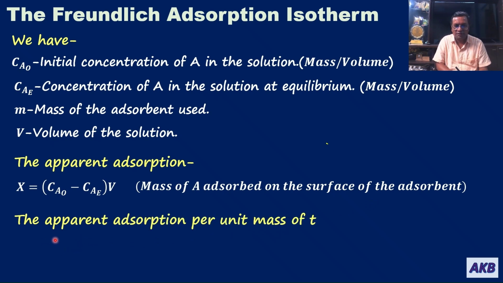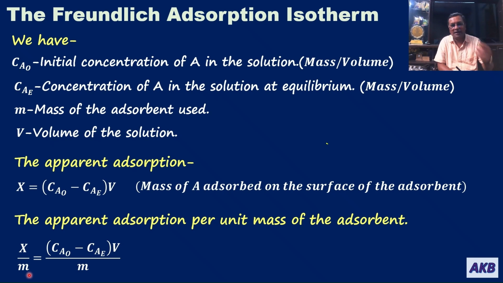Now I want the apparent adsorption per unit mass of adsorbent. How will I get that? Simply by dividing with the mass of adsorbent, because I had noted down the mass of adsorbent that is being added. So it will be X upon M, capital X upon m, is equal to Ca0 minus CAE upon m into V. So the apparent adsorption per unit mass of adsorbent you can determine experimentally. Ca0 can be measured, CAE can be measured, V can be measured, and m can be measured. So in terms of all measured quantities, you will be able to write the equation for the apparent adsorption per unit mass of the adsorbent. Very simple thing.